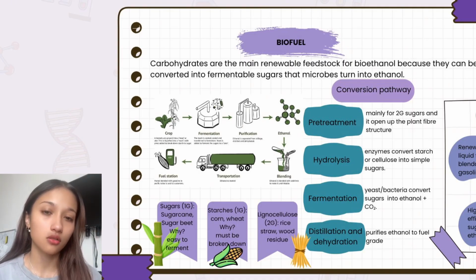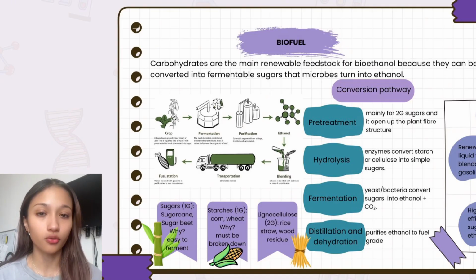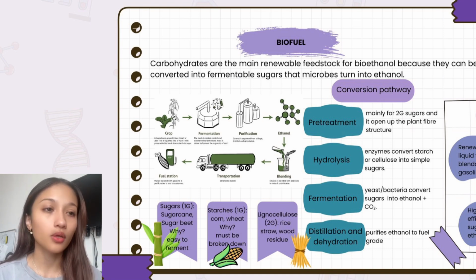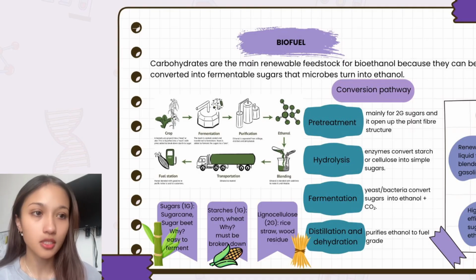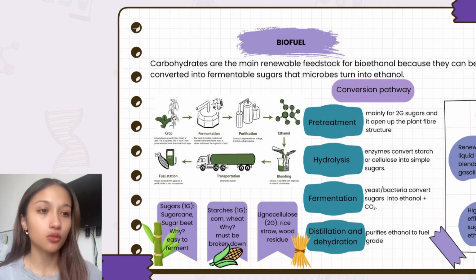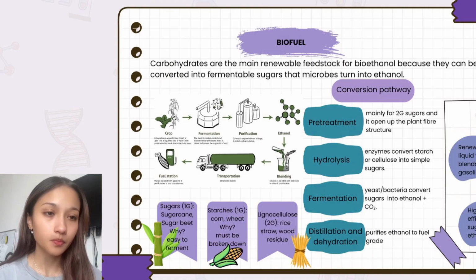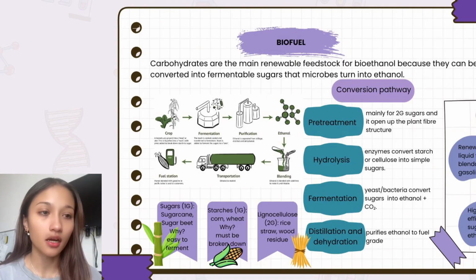So now that we know the sources of where the carbohydrates are taken from for this biofuel process, we will go into the conversion pathway of how carbohydrates turn into biofuel. Firstly, they will undergo pre-treatment. This mainly is for 2G sugars like lignocellulose, and this pre-treatment helps to open up the plant fiber structure. The next process will be hydrolysis. In hydrolysis, there are enzymes that will help convert the starch or cellulose into simple sugars.